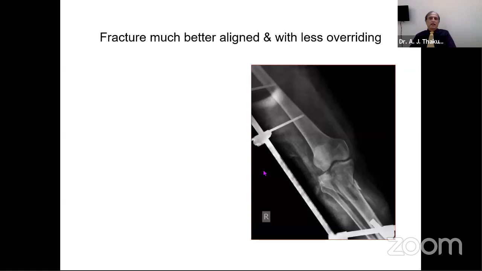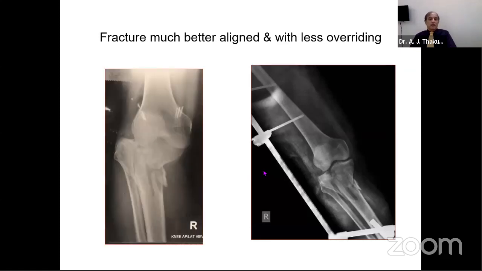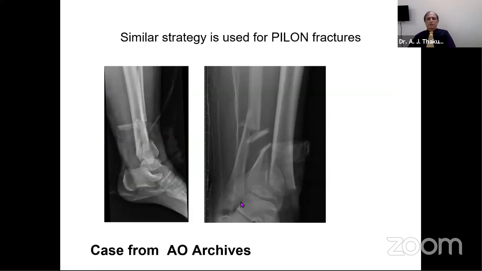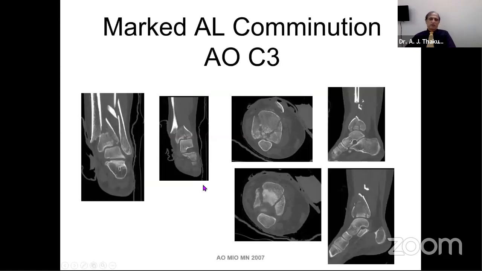Much better aligned with less overriding. The initial picture was like this. And you can see, compare these two and everybody is happy. Distal end femur, and you can see there's a mess there. CT scan, of course, elaborates everything.